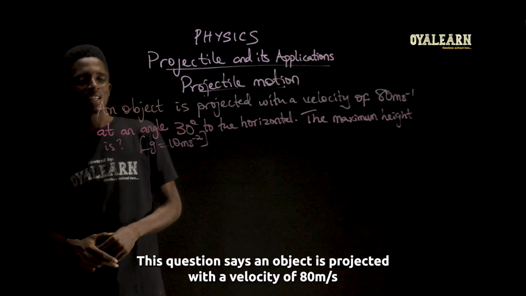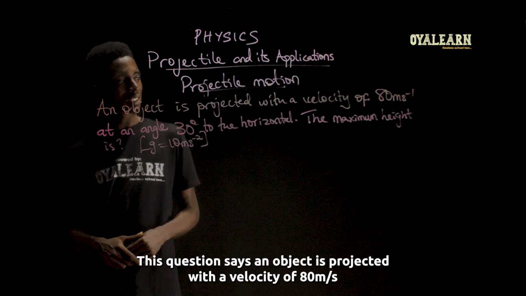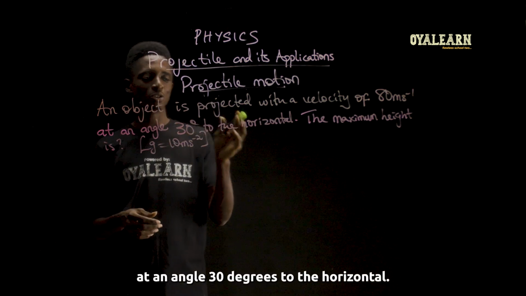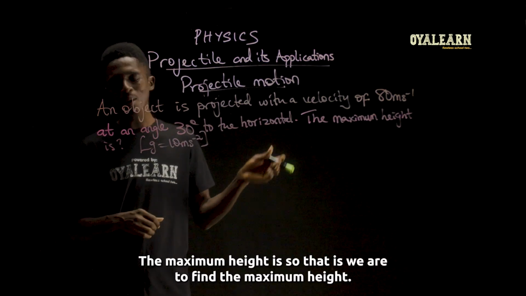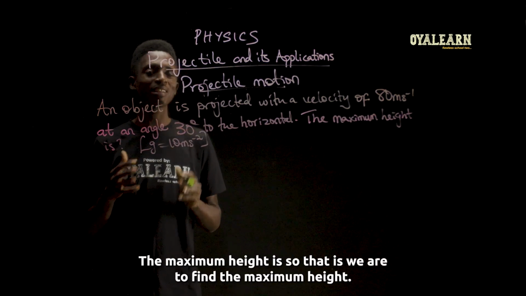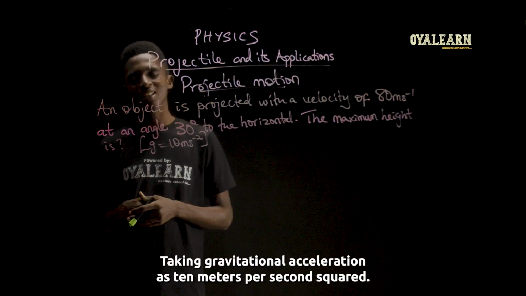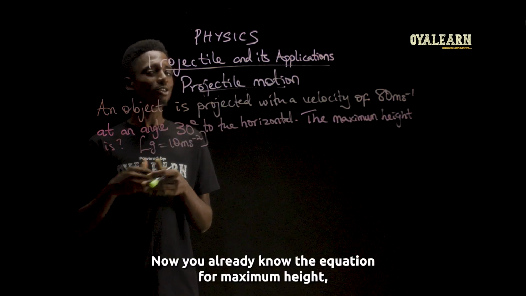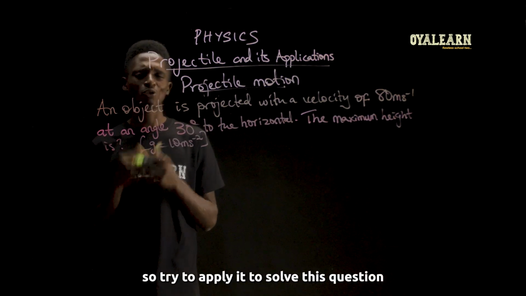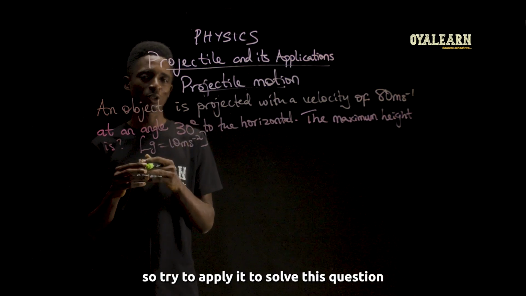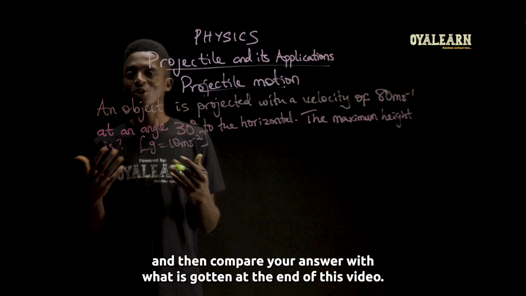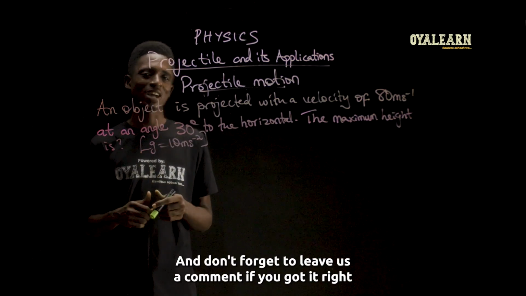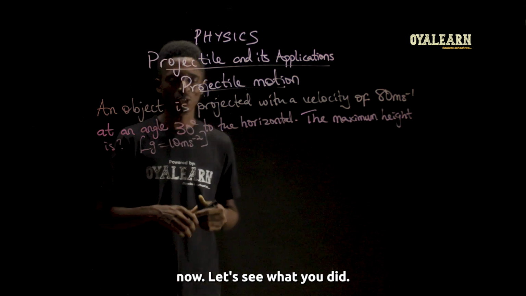This question says, an object is projected with a velocity of 80 meters per second at an angle of 30 degrees to the horizontal. The maximum height is, so we have to find the maximum height taking gravitational acceleration as 10 meters per second squared. You already know the equation for maximum height, so try to apply it to solve this question, and then compare your answer with what is gotten at the end of this video. And don't forget to leave us a comment if you got it right. Now, let's see what you did.